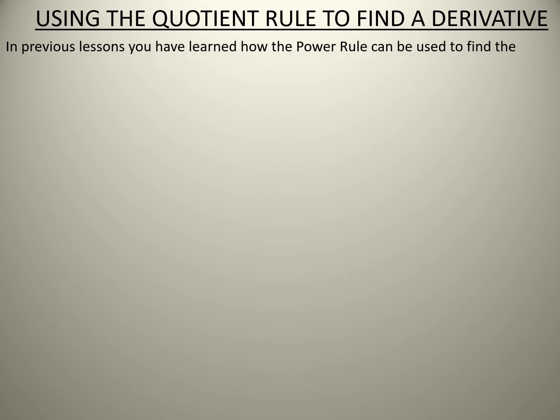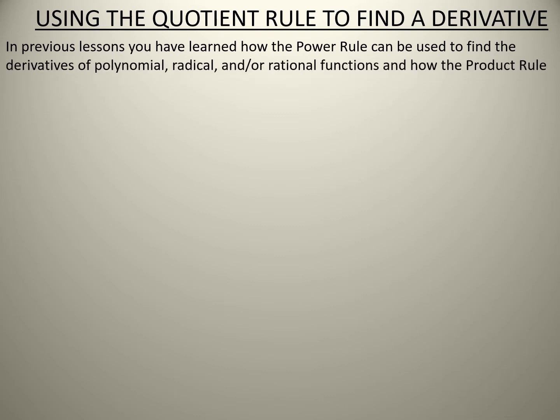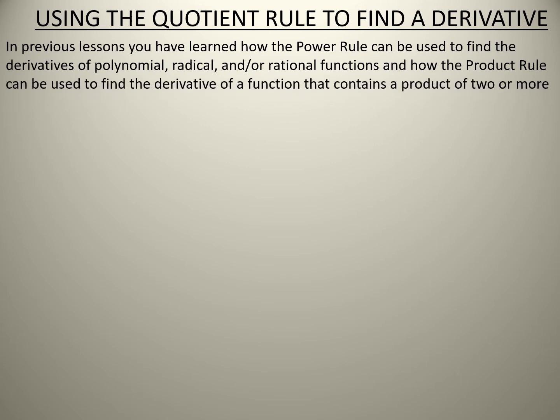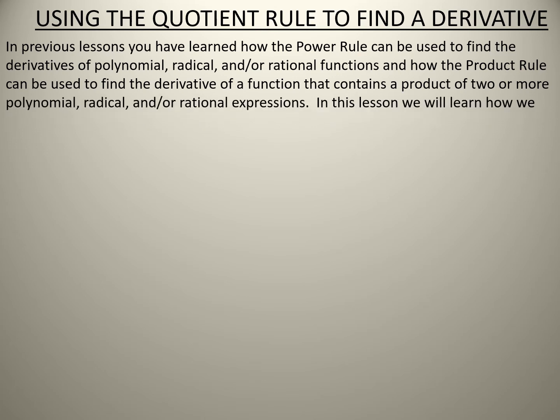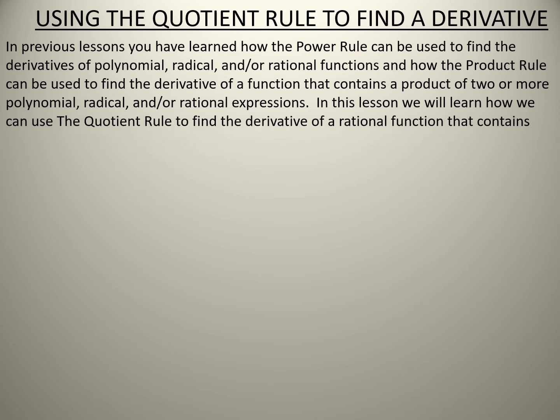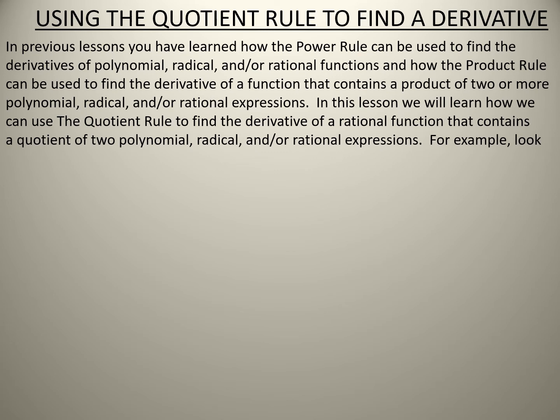In previous lessons, you have learned how the power rule can be used to find the derivatives of polynomial, radical, and/or rational functions, and how the product rule can be used to find the derivative of a function that contains a product of two or more polynomial, radical, and/or rational expressions. In this lesson, we will learn how we can use the quotient rule to find the derivative of a rational function that contains a quotient of two polynomial, radical, and/or rational expressions.